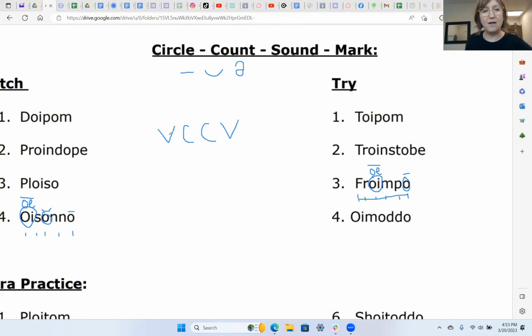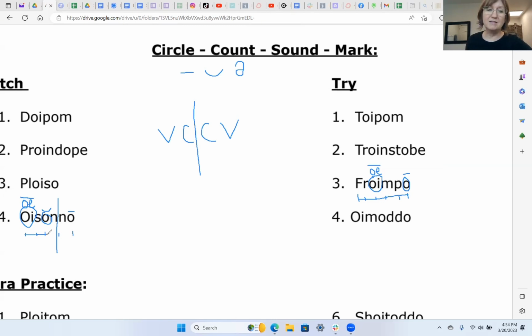VCCV pattern, a vowel, consonant, consonant pattern. If you see that in a word, you can divide it right between the 2 consonants. Here's one: vowel, consonant, consonant, vowel. I'm going to divide it right here, and I'm going to make that word shorter. So I'm only going to focus on this first part.